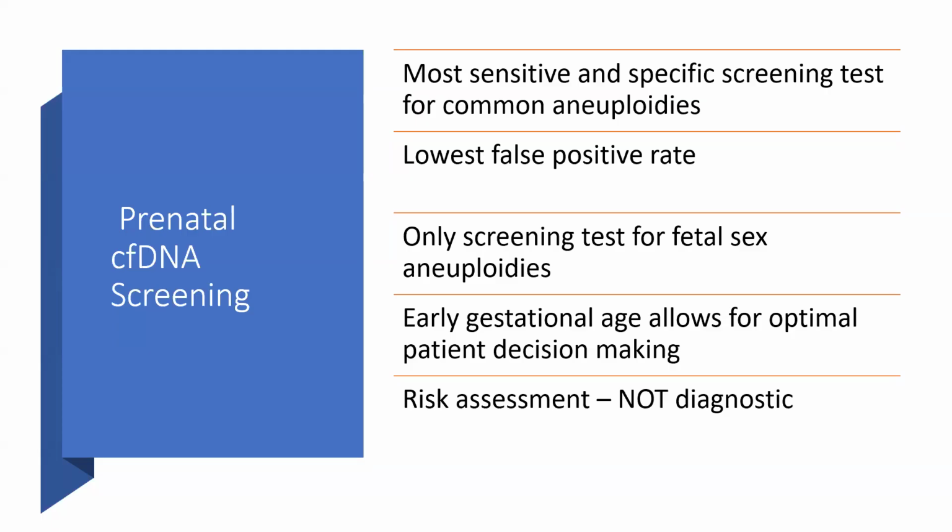So this is the most sensitive and specific screening test that we have for common aneuploidies. It has the lowest false positive rate, certainly in comparison to some of those more historical maternal serum screens like the first trimester and the quad screen. It is the only screening test that can screen for fetal sex aneuploidies. It can be done as early as 9 weeks gestational age to allow for patient decision making. And then it is just a screening test. So this is not a diagnostic test.